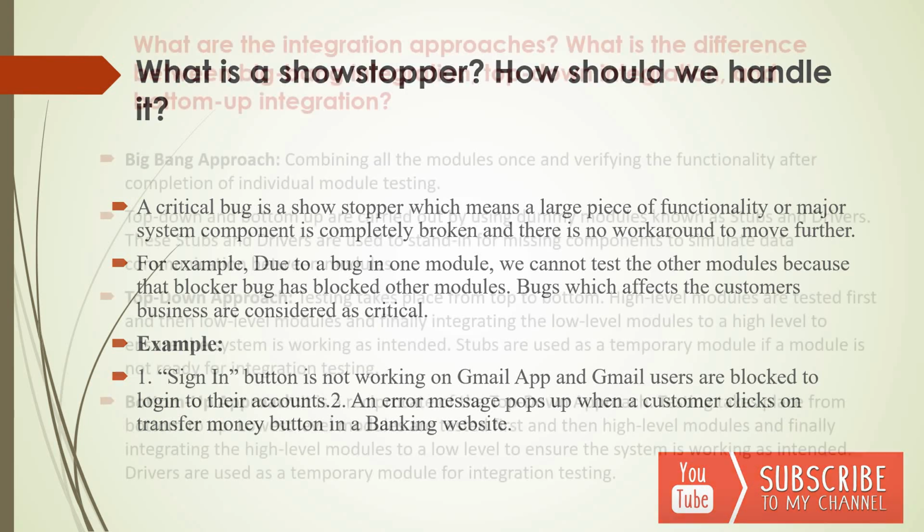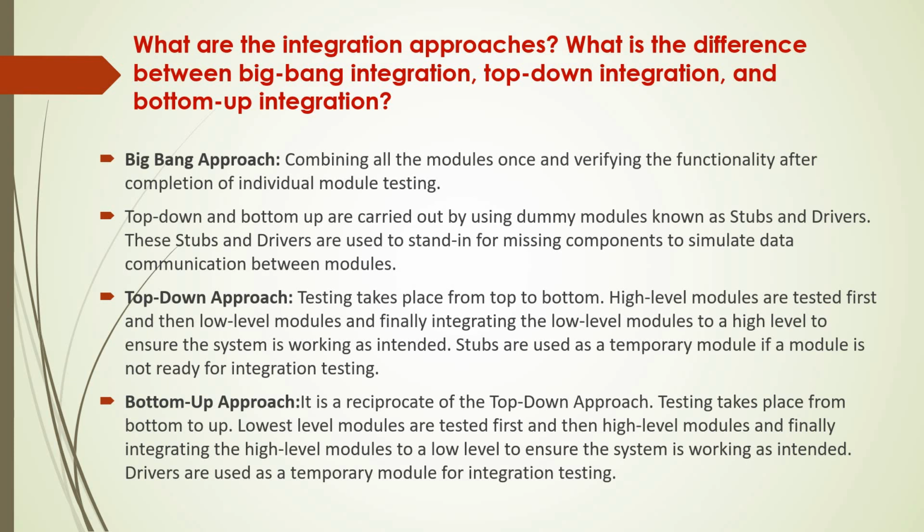Now moving to the next: what are integration approaches? What is the difference between big bang integration, top-down integration, and bottom-up integration? These are also important questions on system integrations. The big bang approach means combining all the modules at once and verifying the functionality after completion of individual module testing. Top-down and bottom-up are carried out using dummy modules known as stubs and drivers. These stubs and drivers are used to stand in for missing components to simulate data communication between the modules.